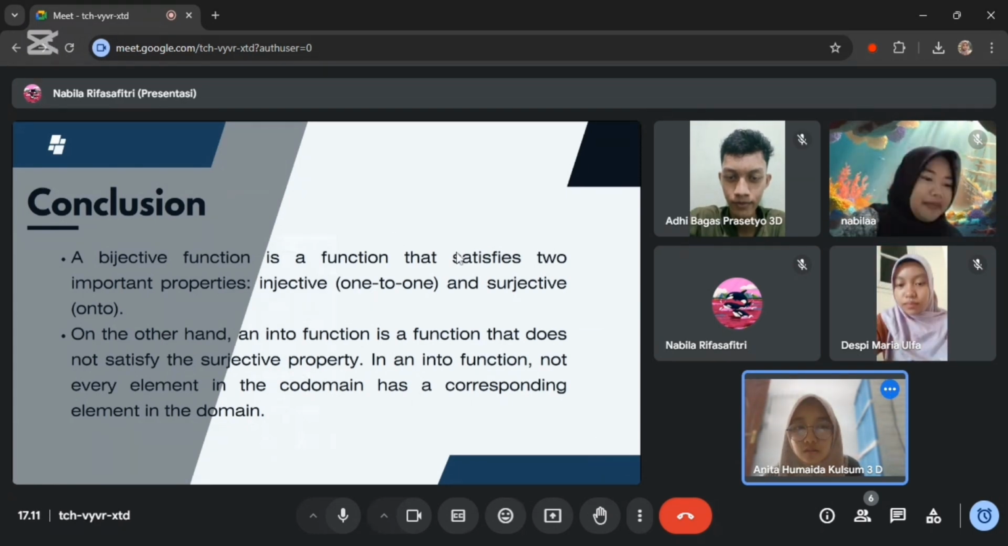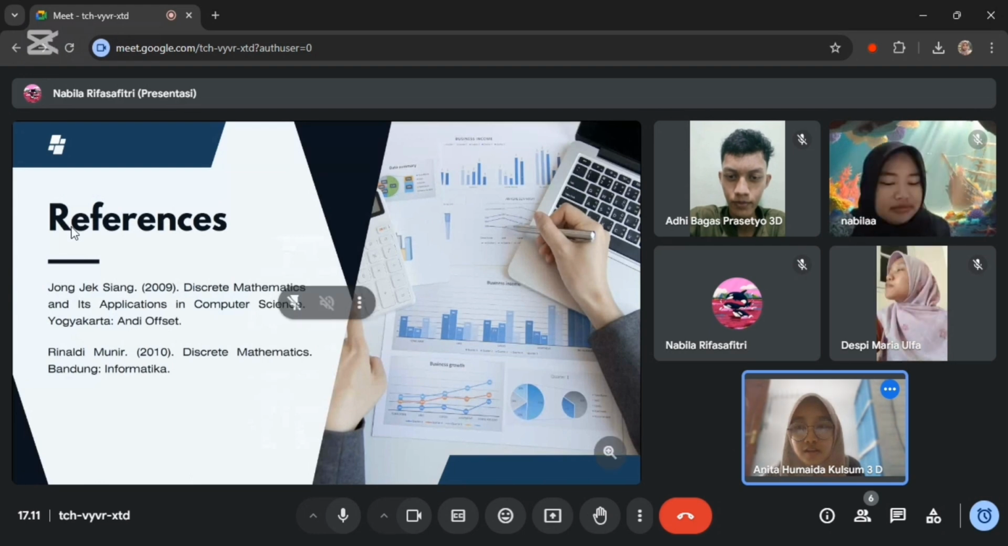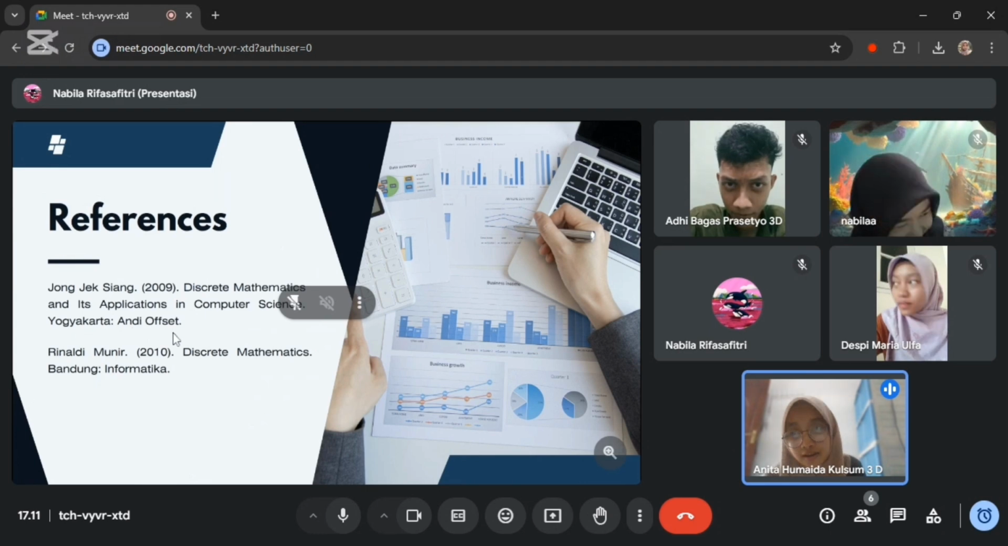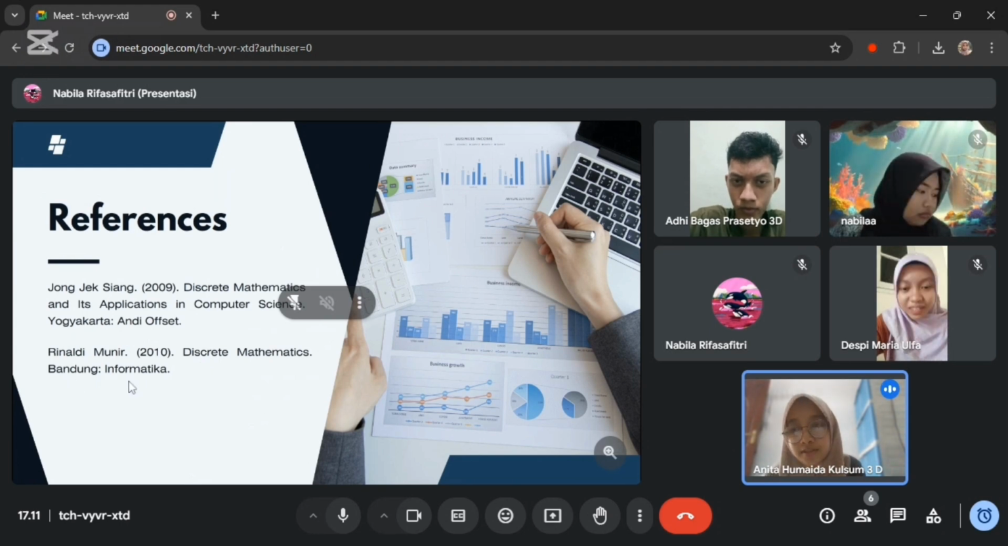This is my reference. One, Jong Jek Siang, year of publication 2009, Discrete Mathematics and Its Application in Computer Science, Yogyakarta, publisher Andi Offset. And two, Rinaldi Munir, year of publication 2010, Discrete Mathematics, Bandung, publisher Informatika.